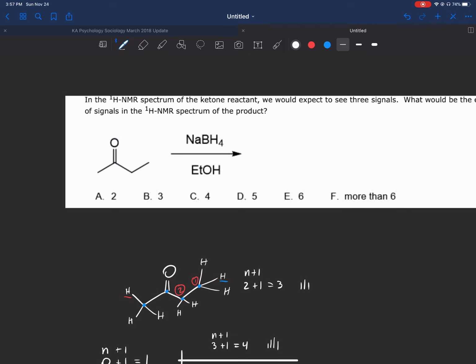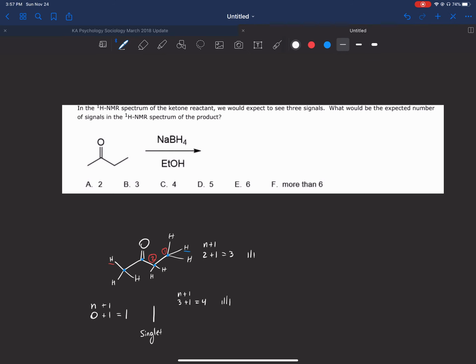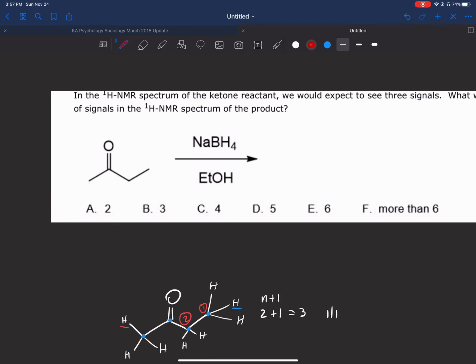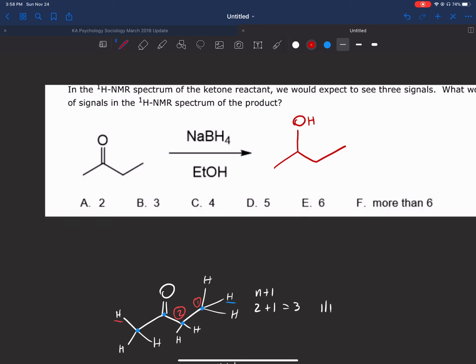So let's look at what they asked us. They said, what would be the expected number of signals in the HNMR of the product of this reaction? Okay, so we're using NaBH4 over EtOH. You guys learned this reaction. Remember, it's a reduction of a ketone to an alcohol. So our product is going to look like this. Right? Remember, if you watch the video, the ketone becomes an alcohol. So we're going to get this alcohol right here.